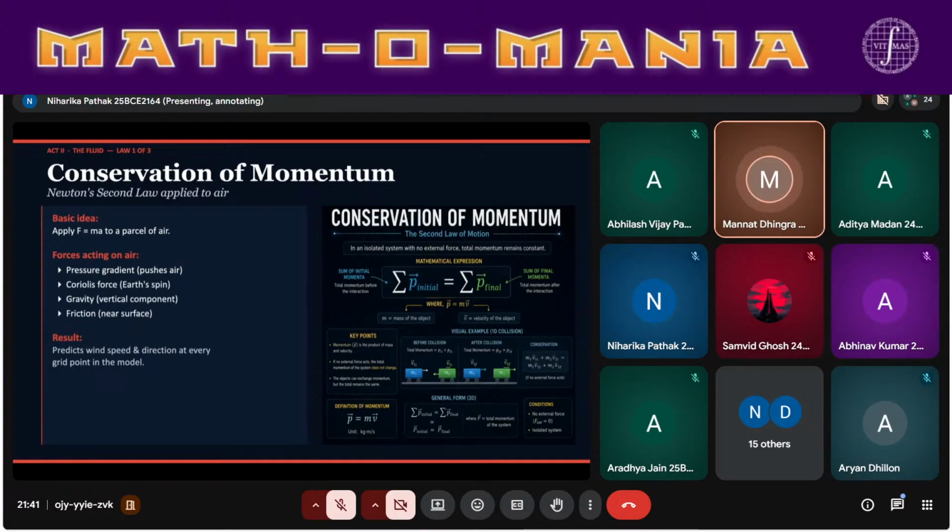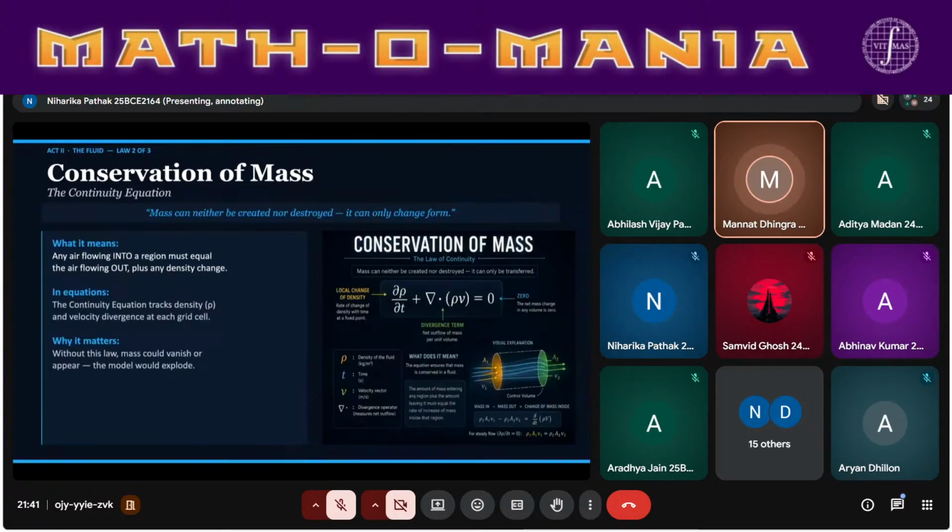Now let's go into the next conservation law, which is conservation of mass. Again, the word conservation means that there'll be no change in mass. So we can say the further mentioned line, that mass can neither be created nor destroyed. It can only change form. That's a very important line in conservation of mass. And in this topic, we'll be using the continuity equation, or the law of continuity, which is mentioned in the image.